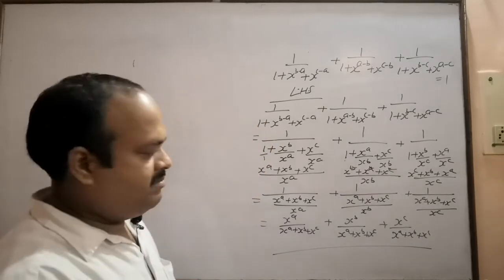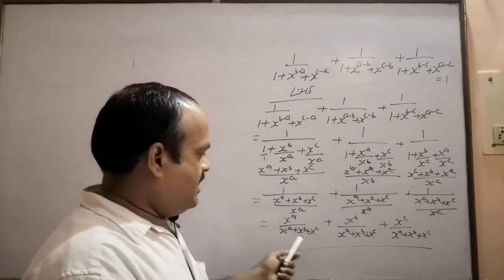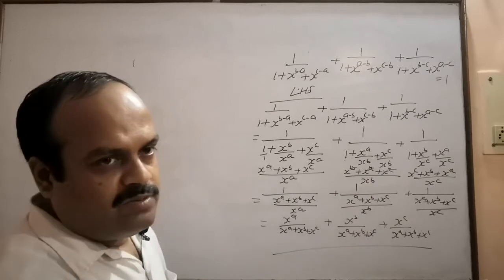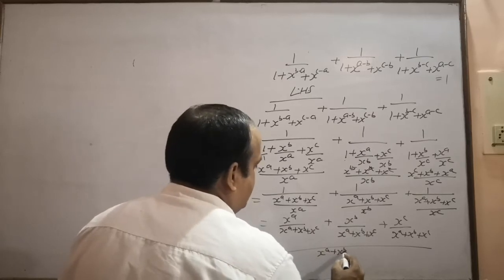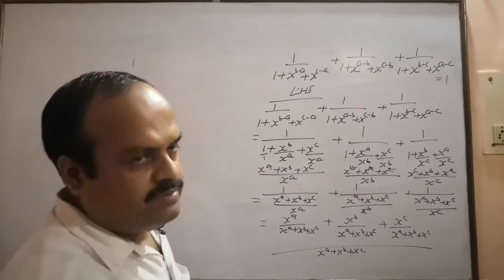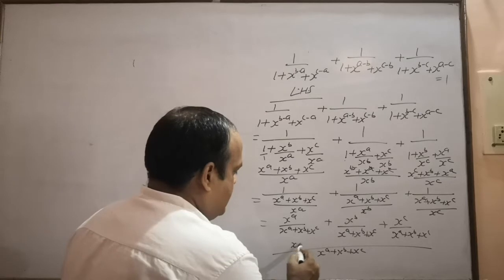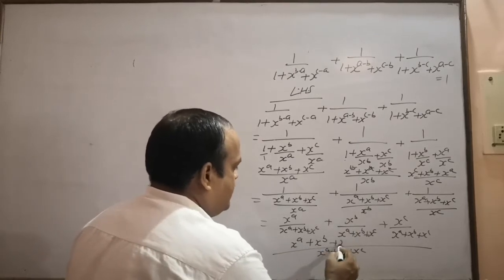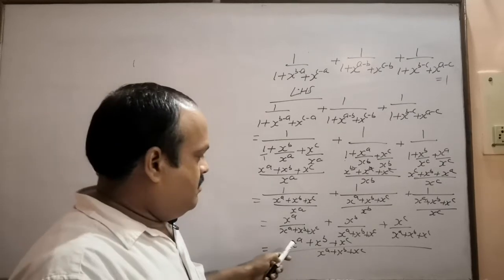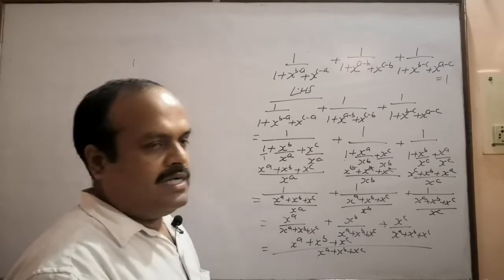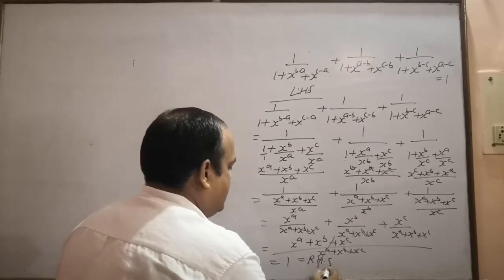Take the LCM. To add these three fractions, simple fractions, take LCM. You can see since the denominators are the same, the LCM will be the denominator itself, x to the power a plus x to the power b plus x to the power c. That will be the LCM. So when you divide this LCM by the denominator, you will get 1 multiplied by x to the power a will give you x to the power a, this one x to the power b, x to the power c. So what have you got? After adding a fraction with same numerator and denominator, you can cancel out and you will get the result 1. You can write here RHS proved.